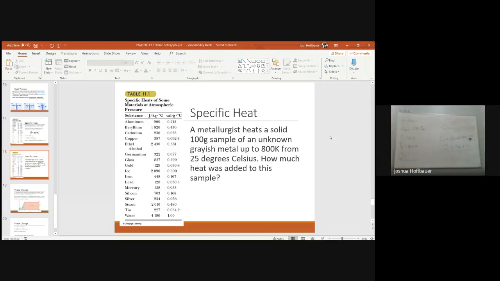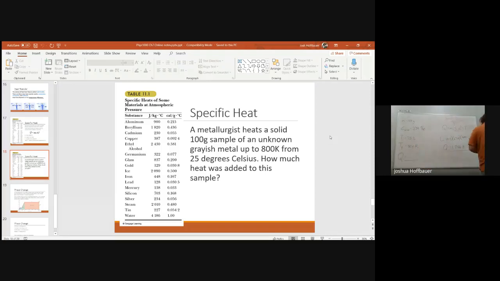Which is not a terribly small amount. That's a decent amount of thermal energy. But keep in mind, silver has a very low specific heat, and this is not a lot of silver. So, relatively speaking, this is not a whole lot of heat. It would take more heat to make water boil.